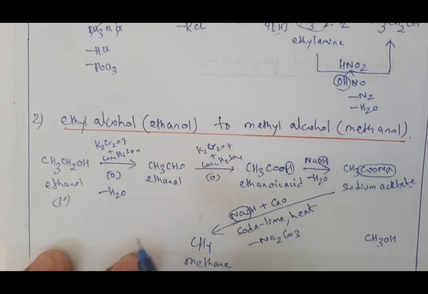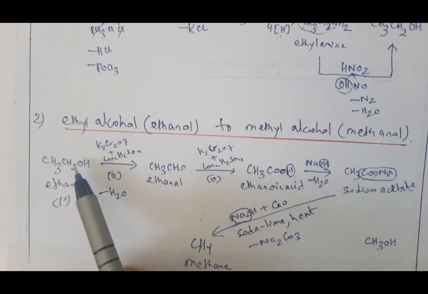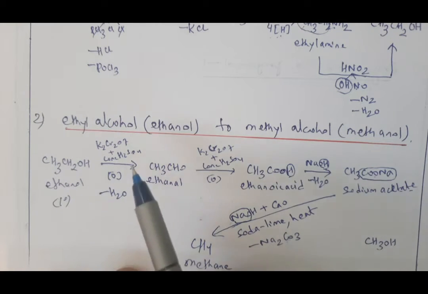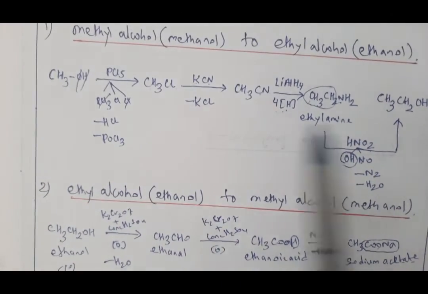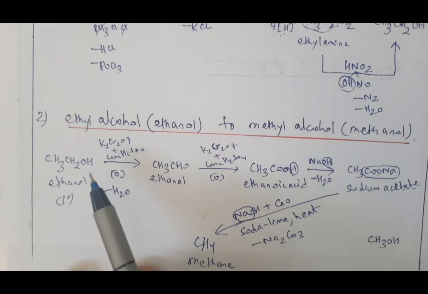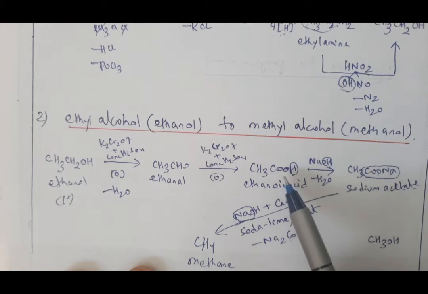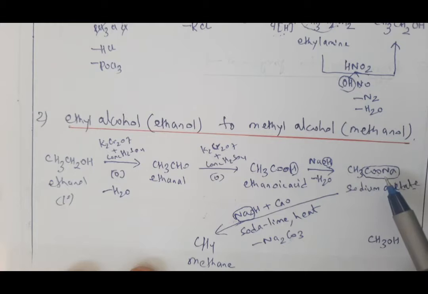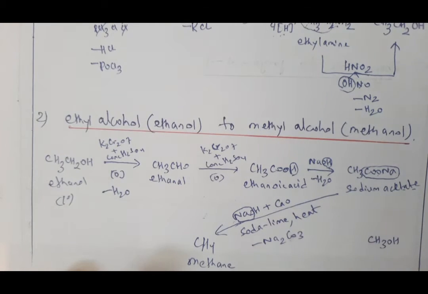Now we have reduced 1 carbon. Here was 2 carbon, and I reduced it to 1 carbon. So always remember, whenever you have to increase the carbon number from alcohol, use PCl5 and KCN. Whenever you have to decrease the carbon number, you have to oxidize the alcohol first to the acid, then make the salt of the acid, then put soda lime, whereby the carbon will reduce.